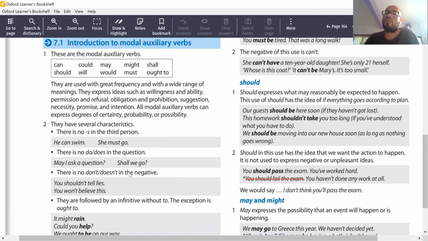There is no do or does in the questions. Like, may I ask you a question? Shall we go? Can I go? May I? Should I? Will you be at home? There is no don't or doesn't. They always have to be negative: shouldn't, won't, couldn't, can't, wouldn't, mustn't, ought not to, shall not.